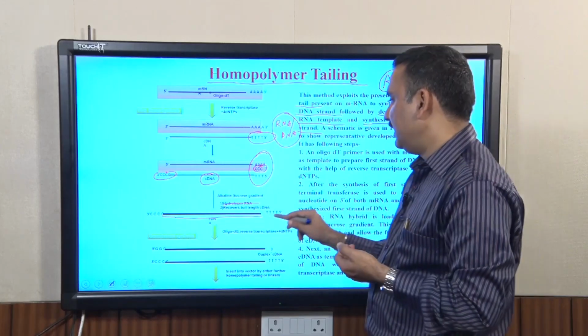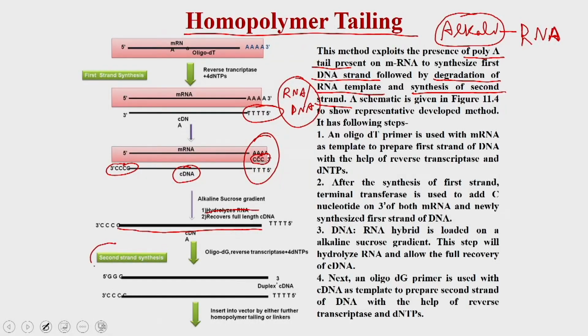Now, you put the second strand synthesis with the help of a poly G primer. This poly G primer is going to bind to the poly C tail, which you have added in the previous step, and utilizing this, the poly G primer is going to synthesize the second strand with the help of an enzyme called reverse transcriptase.